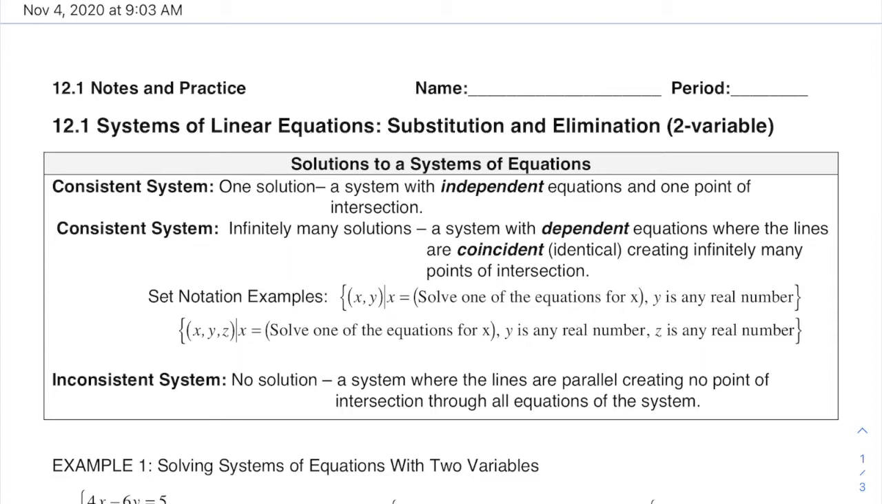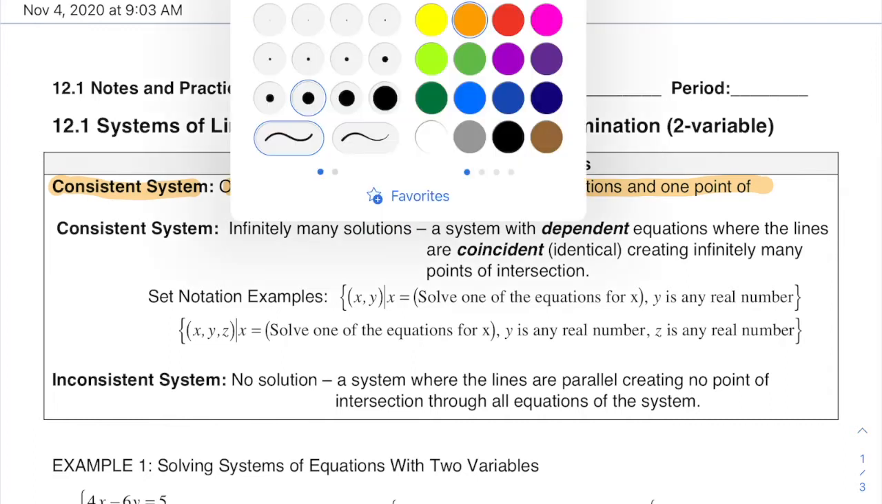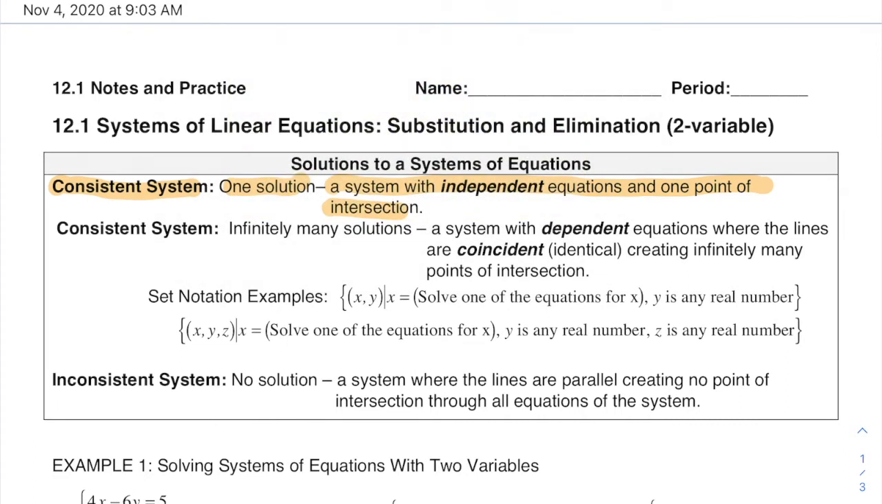So, a consistent system is one solution, a system with independent equations, and one point of intersection. There are two kinds of consistent systems. There's a consistent that has one solution, and there's a consistent that has infinitely many solutions. If you have to classify it as consistent or inconsistent, know that consistent, which makes sense thinking about it in terms of what comes naturally, means there is a solution.